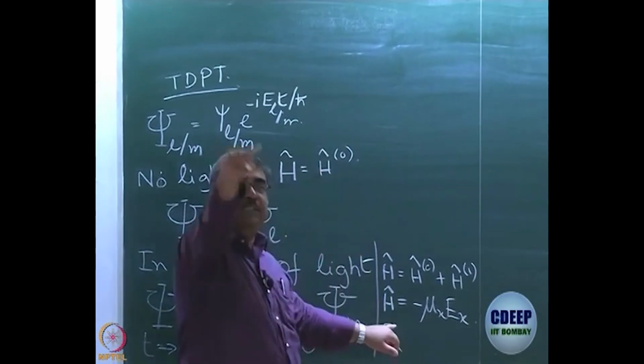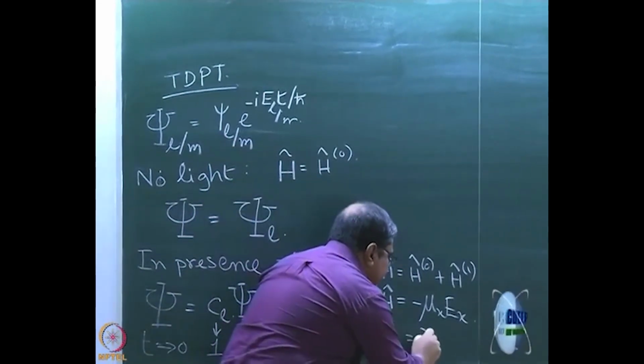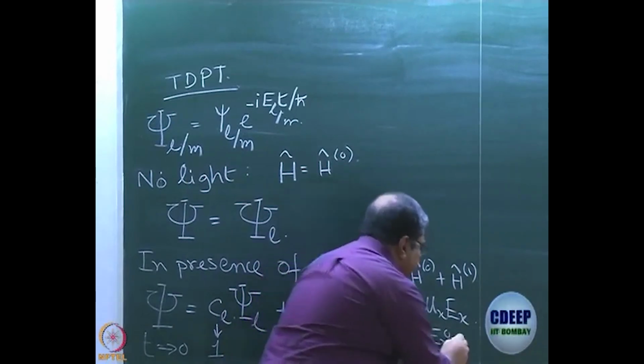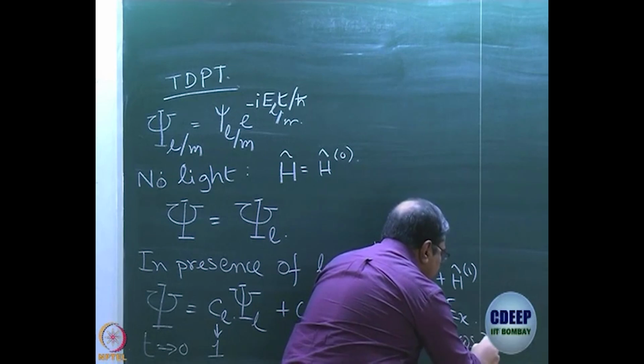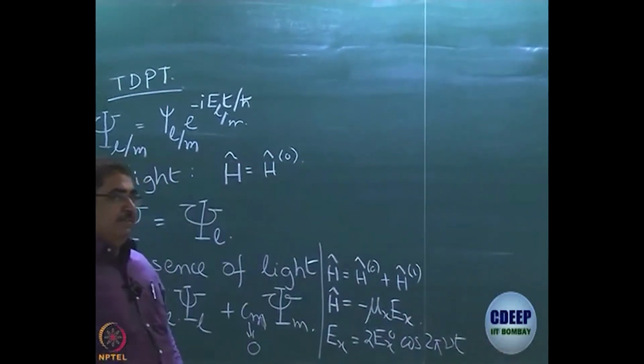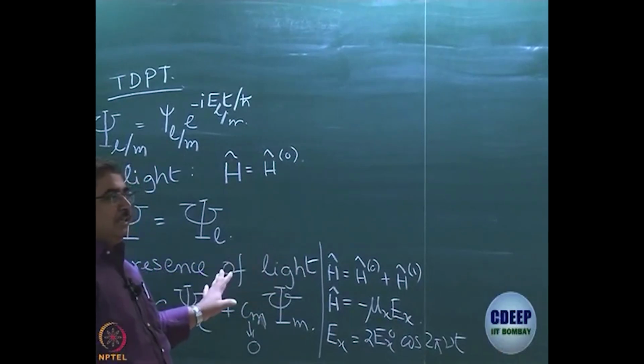And how do I write Ex? Is this part of the board visible from the back? Can you see, read this? Ex is written as 2Ex0 cos 2 pi nu t, where nu is the frequency of light. Okay. We are going to use this expression today and we will see how this gets modified.